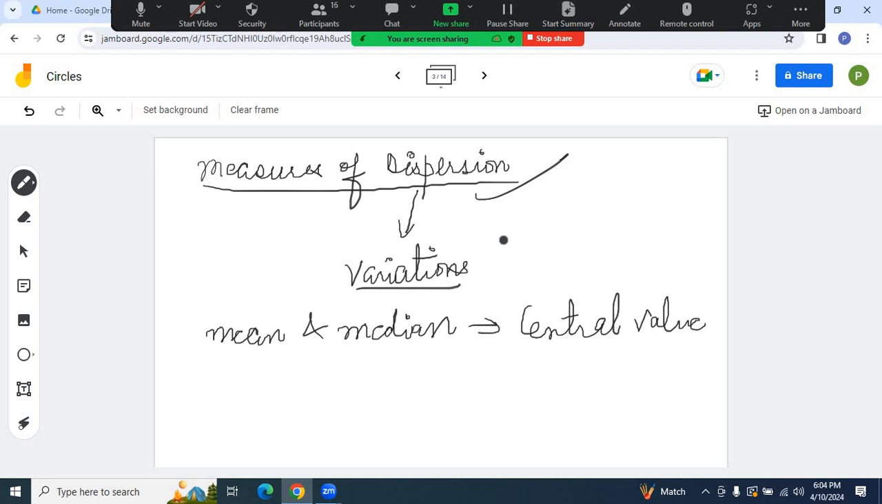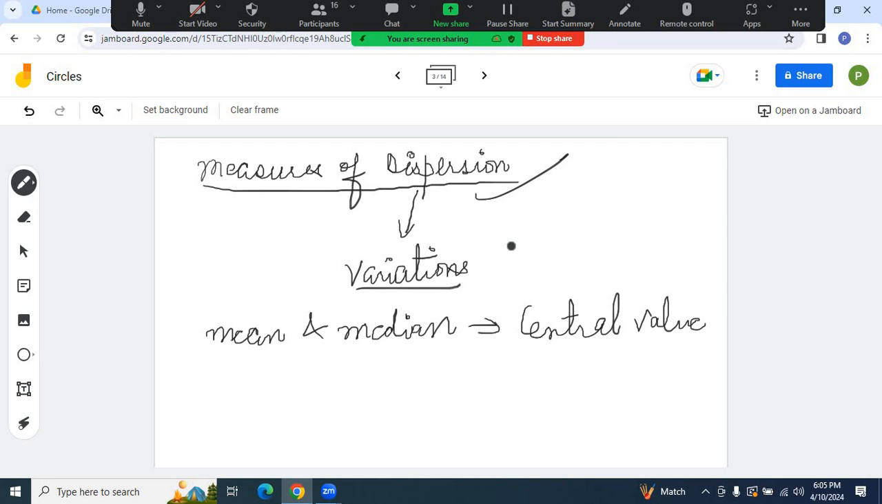I'll explain through an example. There are two factories where employees are working. In one factory an employee is taking 15,000 rupees per month, and in the second factory the employee is taking 18,000 per month. Now you may think that the employee in the second factory, taking 18,000 per month, is better, so we should go for that option. But it's not actually true.